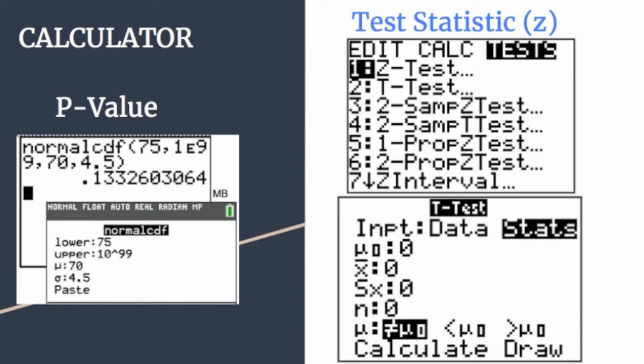Using the calculator, press second vars, normal CDF, and type in negative 1,000 for the lower portion and put the negative version of your test statistic for upper. You could also put the positive version of your test statistic in lower and 1,000 in upper. Then multiply by 2 if necessary.